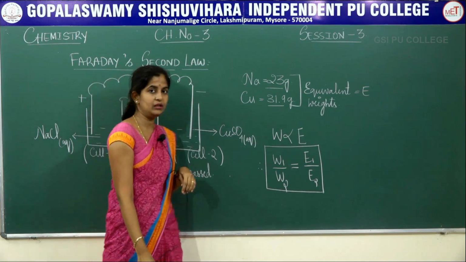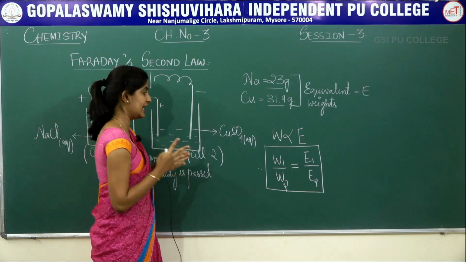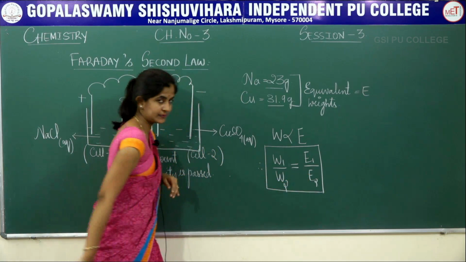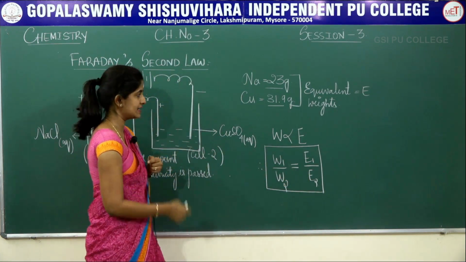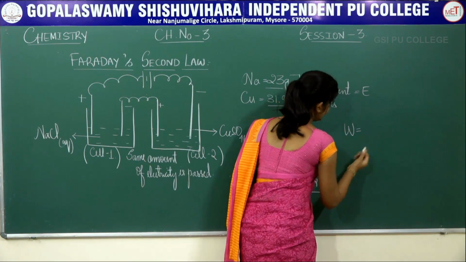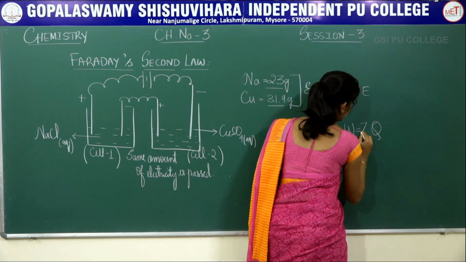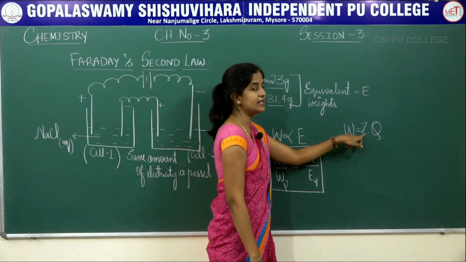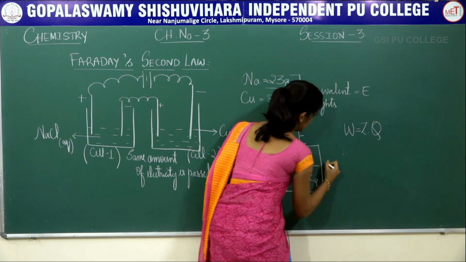It tells us, very simply, that the amount of substance deposited at any electrode when a fixed amount of charge is passed is proportional to its equivalent weight. Now we know what W is from the previous law, Faraday's first law. We know that W is equal to Q into Z. What is Q? It's the charge flown. What is Z? It's the electrochemical equivalence.